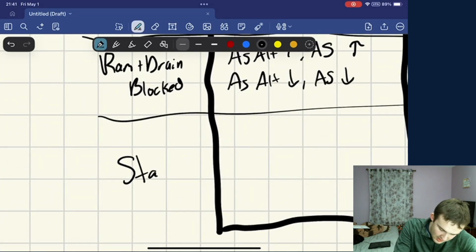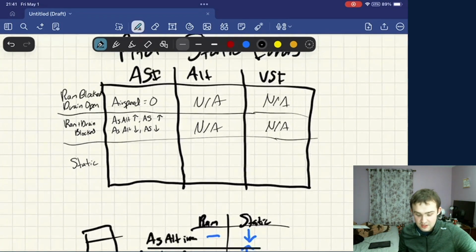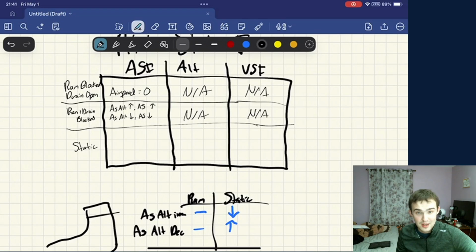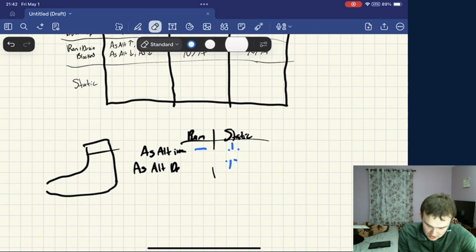Now we're going to get into our next blockage. Now this is one we know is going to impact all three. So we got to kind of logic our way through this, and we're going to start.